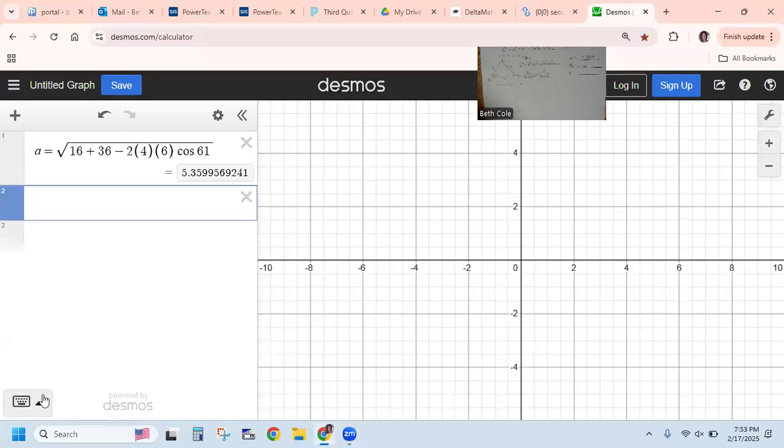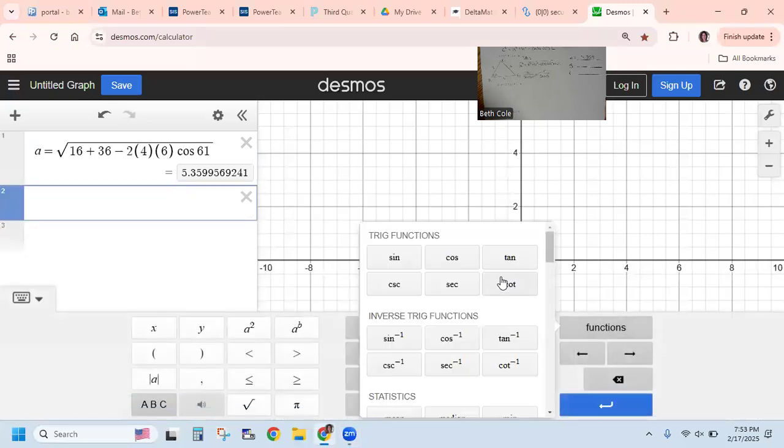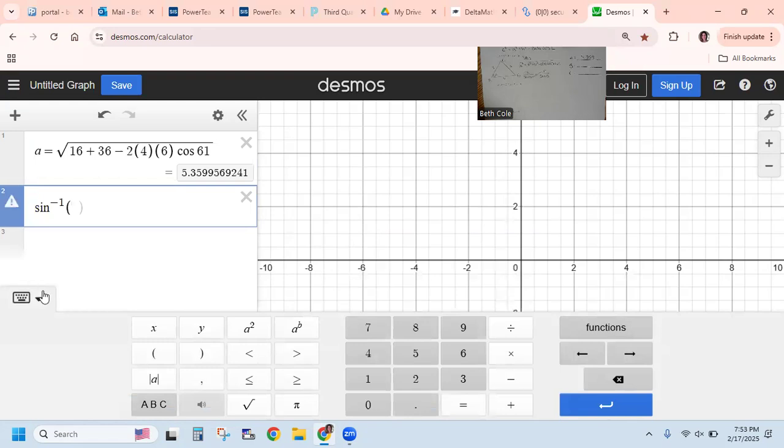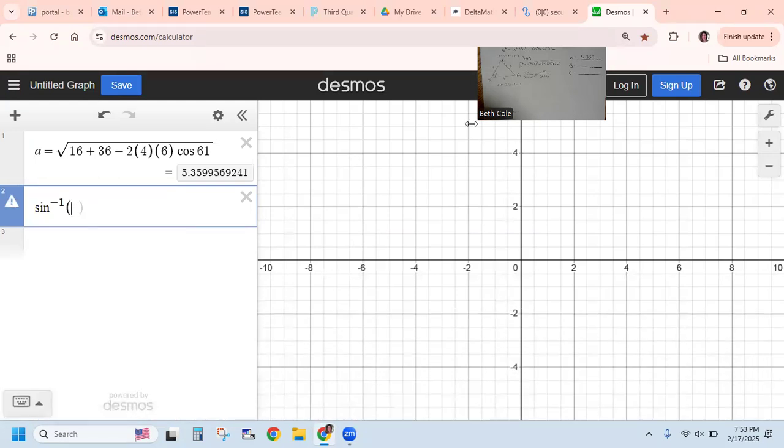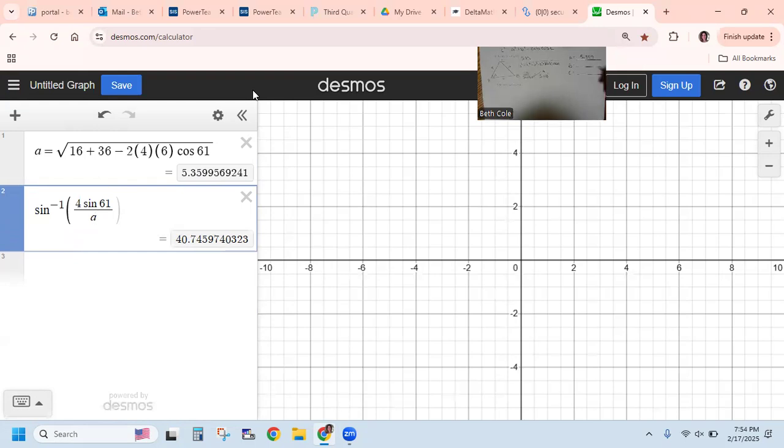So I'm going to go in here and get functions. I want sine inverse. And I'm going to type 4 sine 61 divided by little a, which I have right here. And when I type little a, it's plugging it in for me. So 40.745.